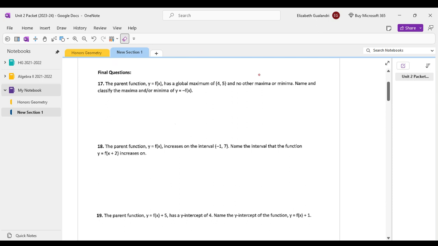So number 17, the parent function y equals f of x has a global maximum of (4, 5). As soon as I read that part, I thought to myself, I'm going to look at the graph of this. So I made myself a point at 4, 5 way out here. And I knew that was going to be a global maximum, the only maximum and no other maximum or minima, which means it's got to go down from there.